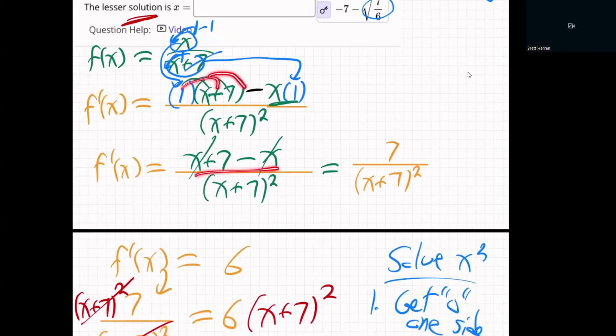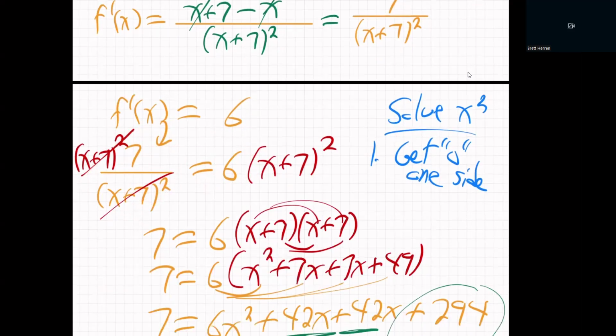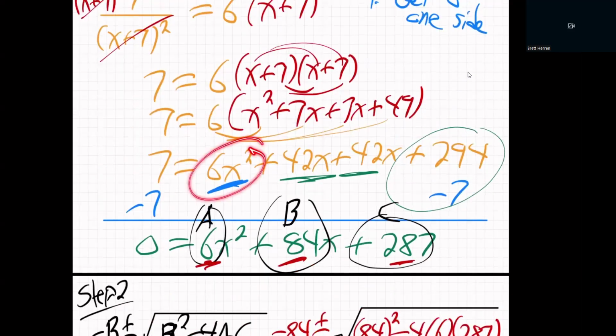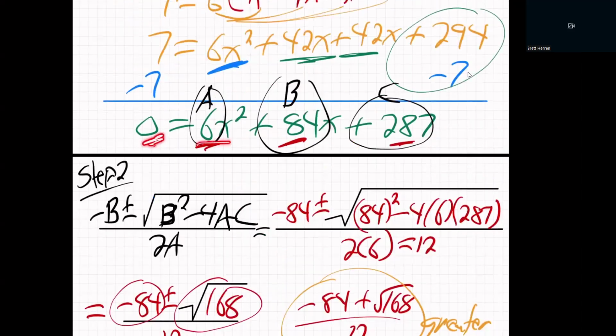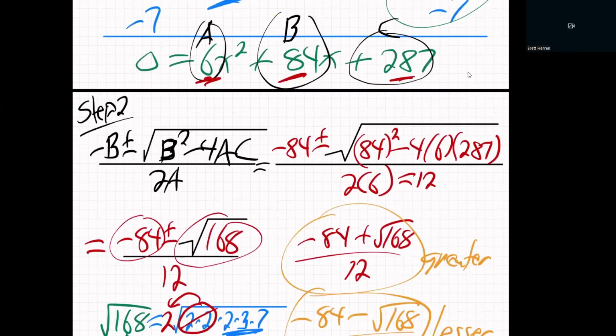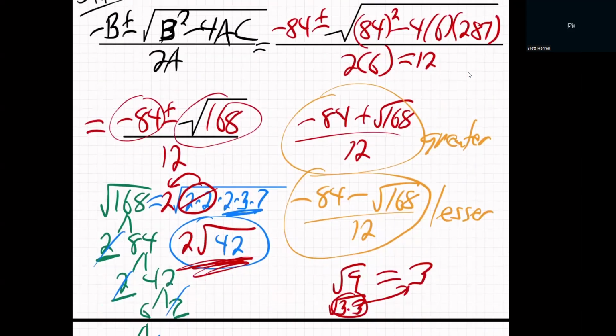And then I distributed, canceled, got this. And then I said, okay, they want to know where the derivative is equal to 6. So I said, where's the derivative equal to 6? Multiply by the denominator. Both sides cancel out. Distribute it all here. When you see x squared, you go into the game plan, get a 0 on one side, and then quadratic formula, a, b, and c. Plug into the quadratic formula. Take this inside, type in Desmos 168, and then you're basically done. You don't need to do all that other simplification. Just write the plus version and the minus version, and you're done. There we go.